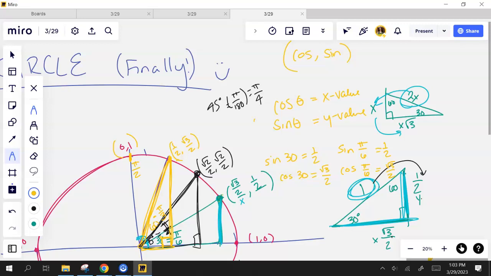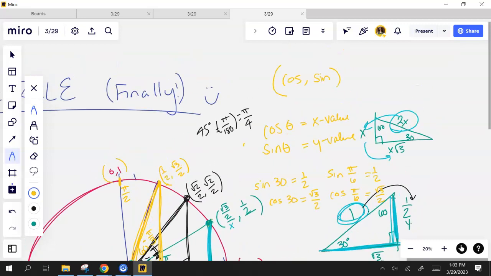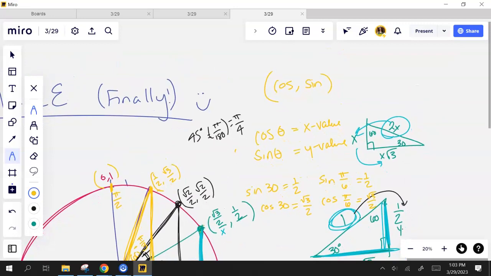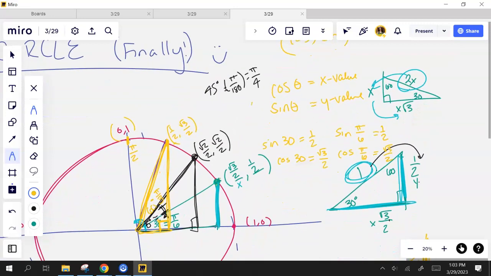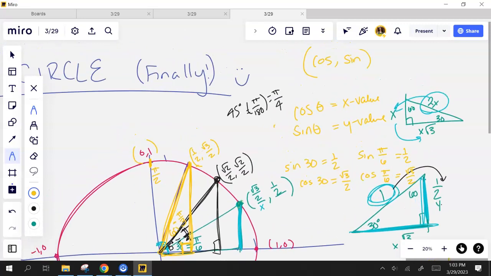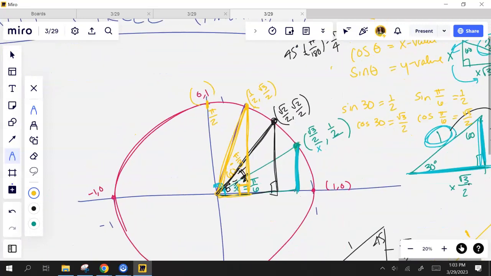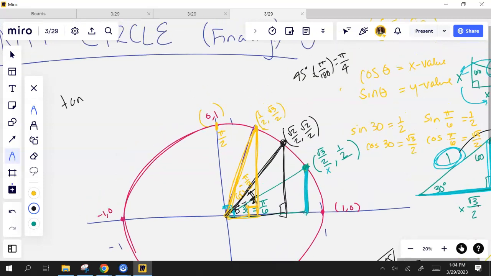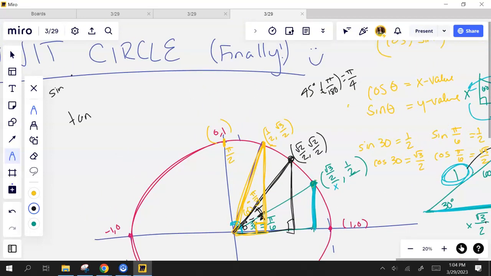Tangent's a little confusing. We're going to find the tangent values here, and then we're going to fill out the rest of the circle. When we find a normal tangent, let's think about our triangles. Sine is opposite over hypotenuse. Cosine is adjacent over hypotenuse. And tangent is opposite over adjacent.